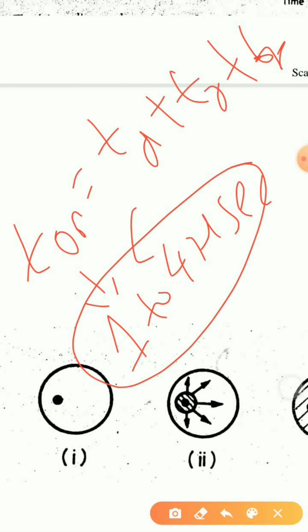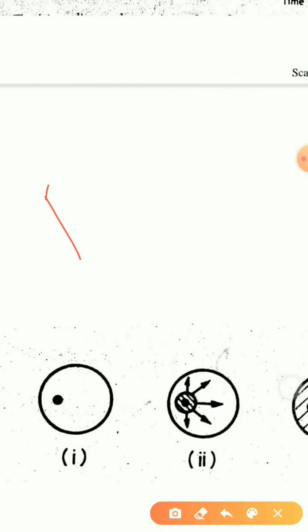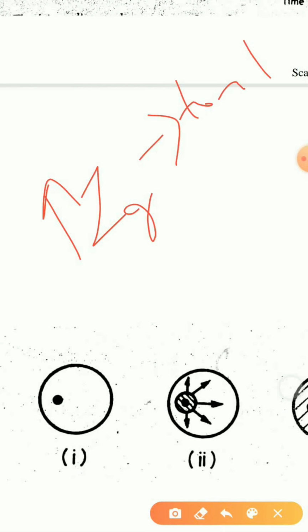Now we can see here that the higher the magnitude of the gate current, the lower will be the value of turn on time. If I am giving high values of IG, I will get my T on time to be low, because this current spread will happen faster.